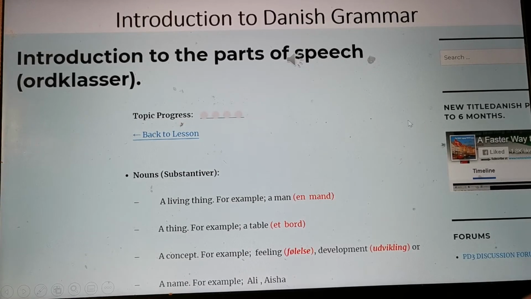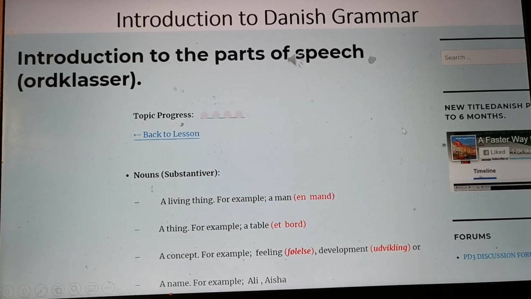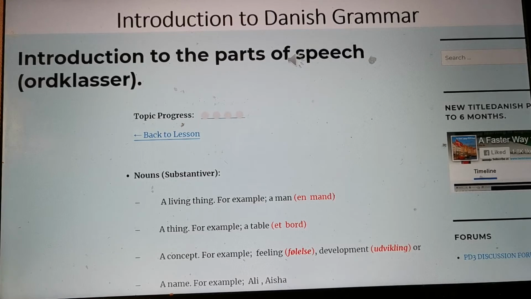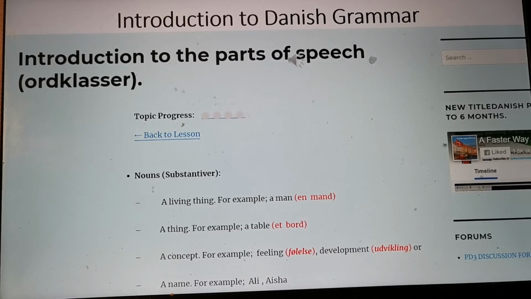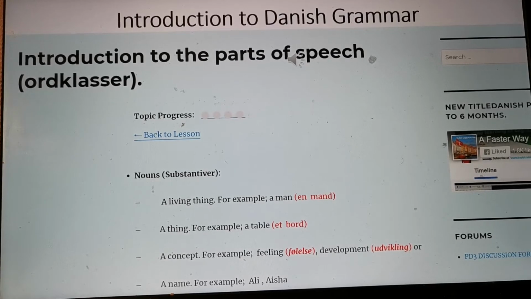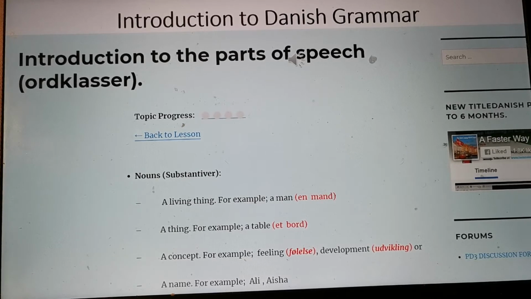Now we proceed to lesson 1.2. Introduction, the parts of speech. Nouns are referred to in Danish as substantiver, as you must have learned during your basic English lessons. Similarly, a noun in Danish can be a living thing. For example, a man, en mand; a thing, for example, a table, et bord; a concept, for example, feeling, følelse, development, udvikling; or a name, for example, Ali, Aisha.